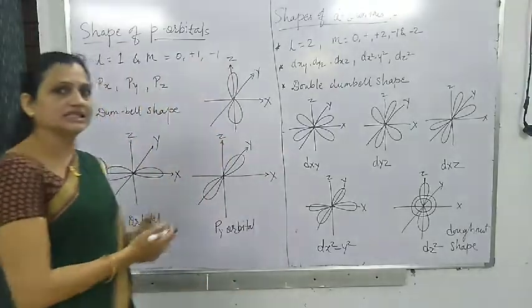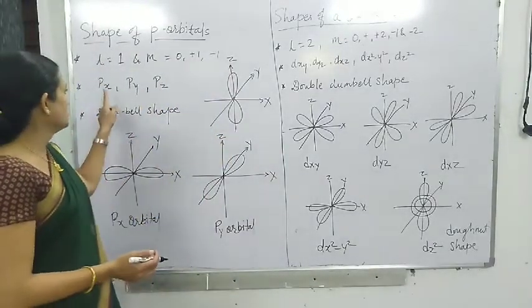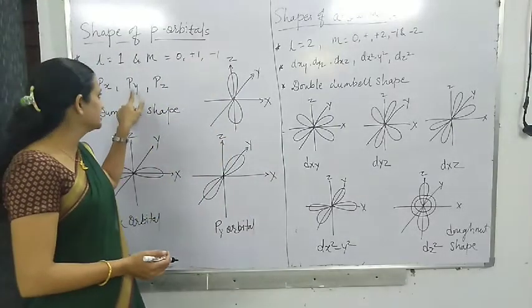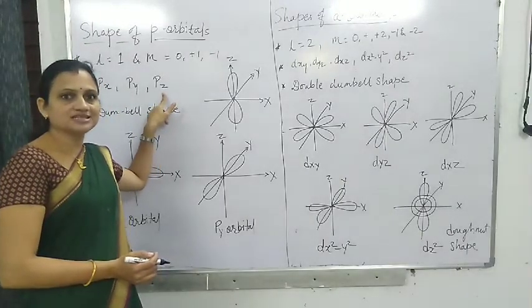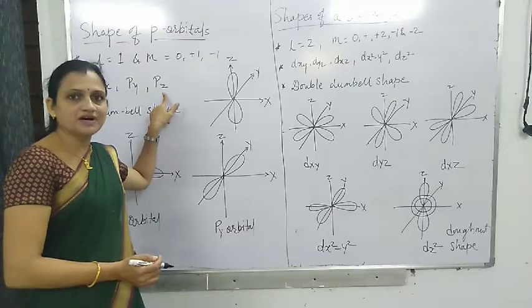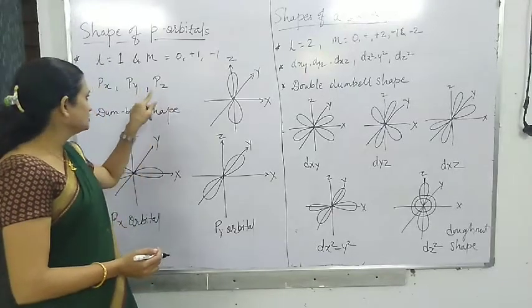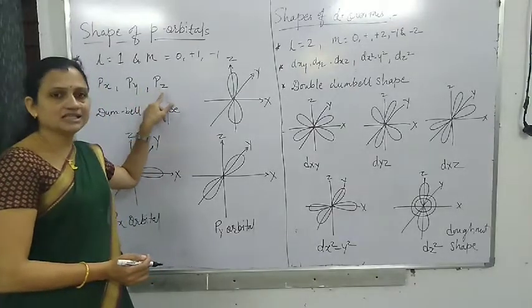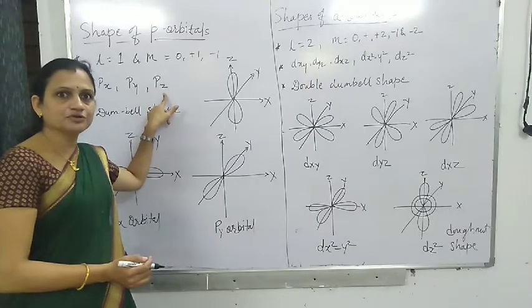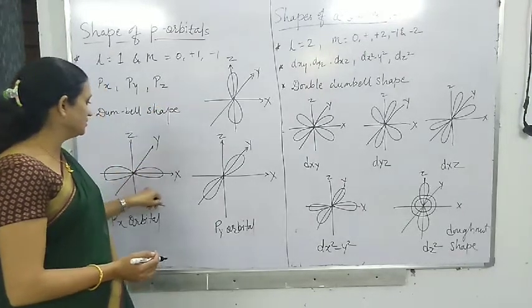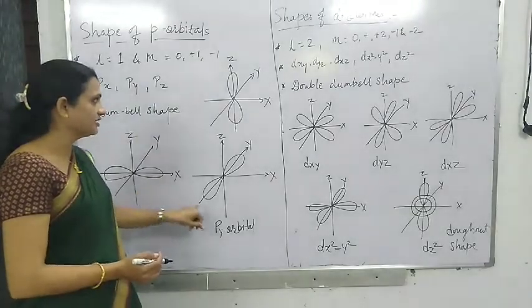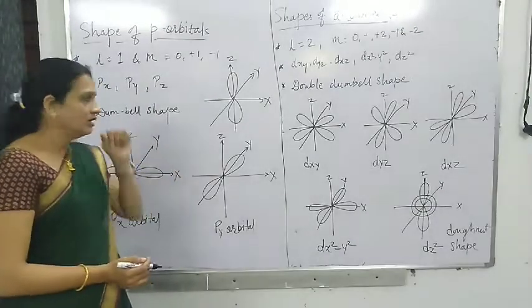Now what are the three possible orientations? First is px, another is py and then pz. So there are three different orbitals: px, py and pz. According to these three possible orientations, we have to draw three different orbitals. Here is the diagram for px, for py and for pz.